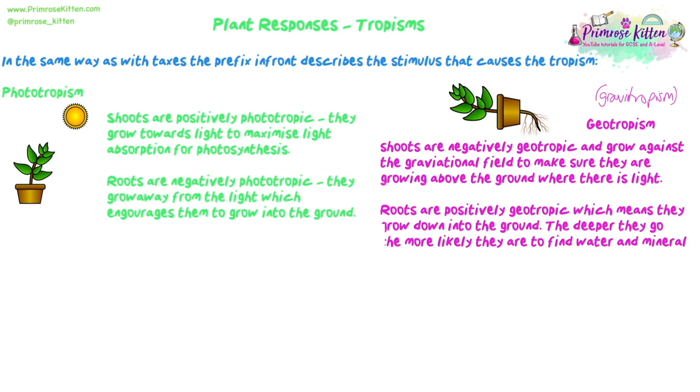They are positively geotropic or gravitropic. That means they grow down into the ground, and the deeper they go, the more likely they are to find more water and mineral ions, and also roots being deep into the ground helps to stabilize the plant as well. So it means it's less likely to fall over, or get knocked over in high winds. It gives this stability. So we've got negatively geotropic shoots and positively geotropic roots.